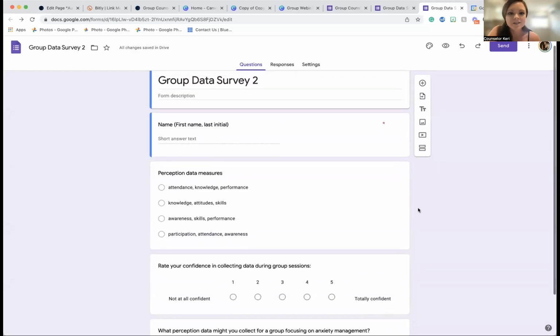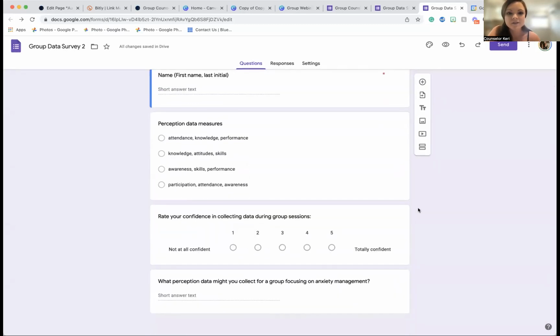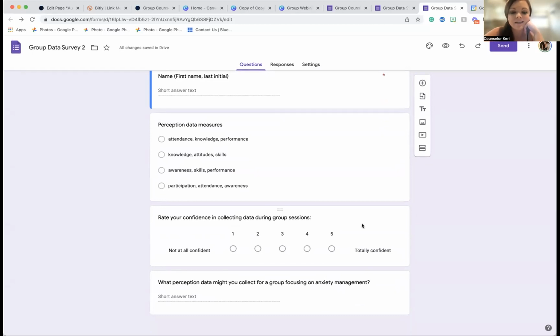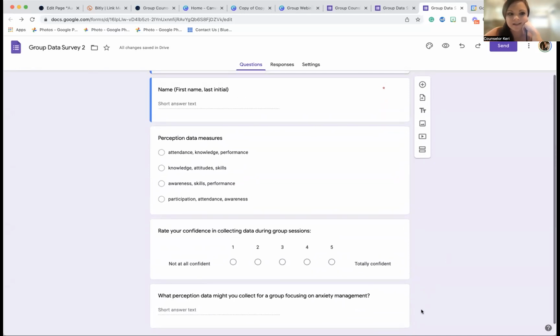It looks like this, just first name, last initial. First question, what is perception data? Second question, rate your confidence in collecting data during group sessions. And what perception data might you collect for a group focusing on anxiety management? Now, I'm going to keep talking a little bit. If my talking is distracting you while you're filling out the survey, feel free to mute for just a second. I will not be offended at all.